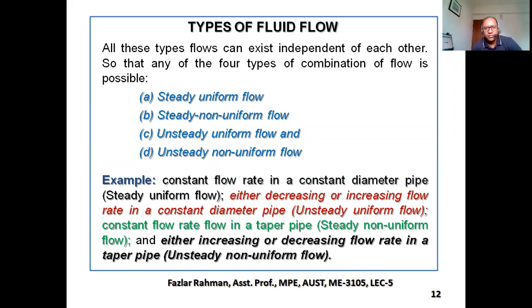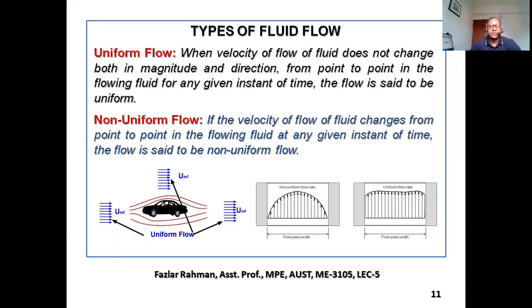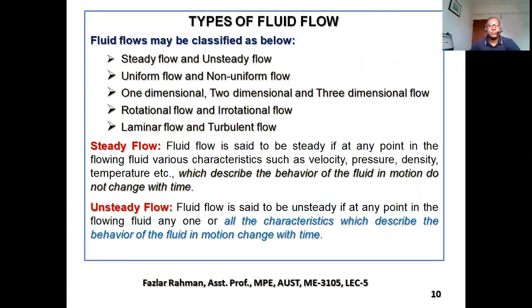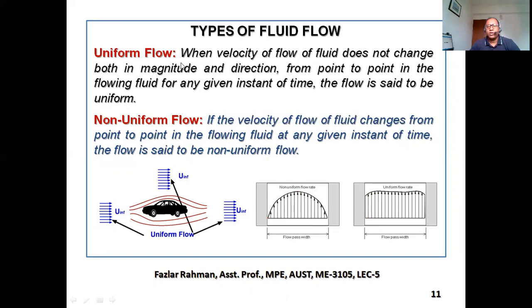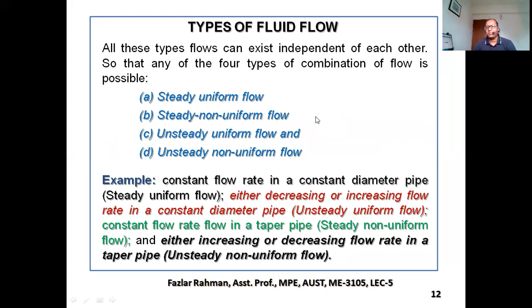And you see right over here, there are four types of flow, right? Steady, unsteady, then uniform, non-uniform. Then there might be mixed types of flow. When we say steady uniform flow, there might be steady non-uniform flow, then steady uniform flow.